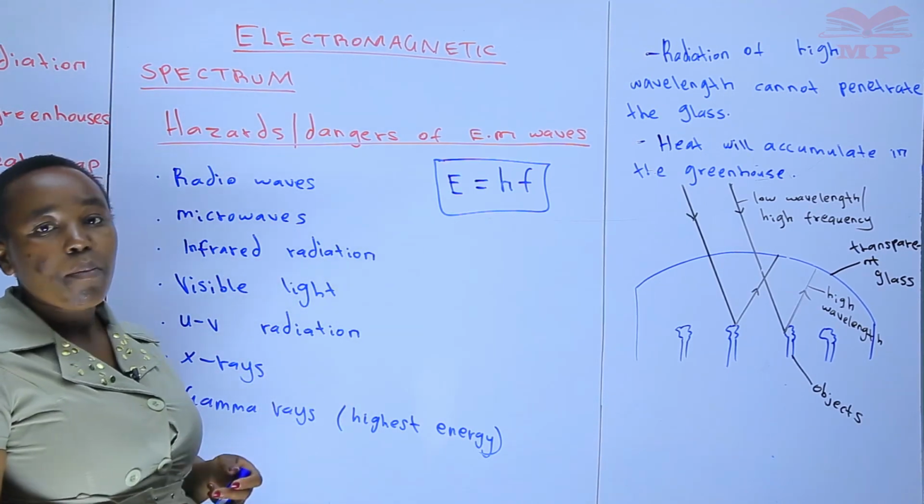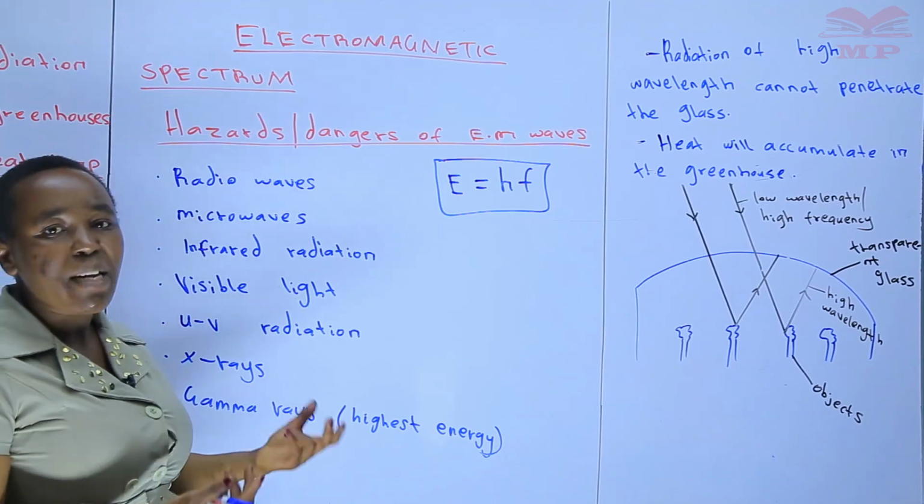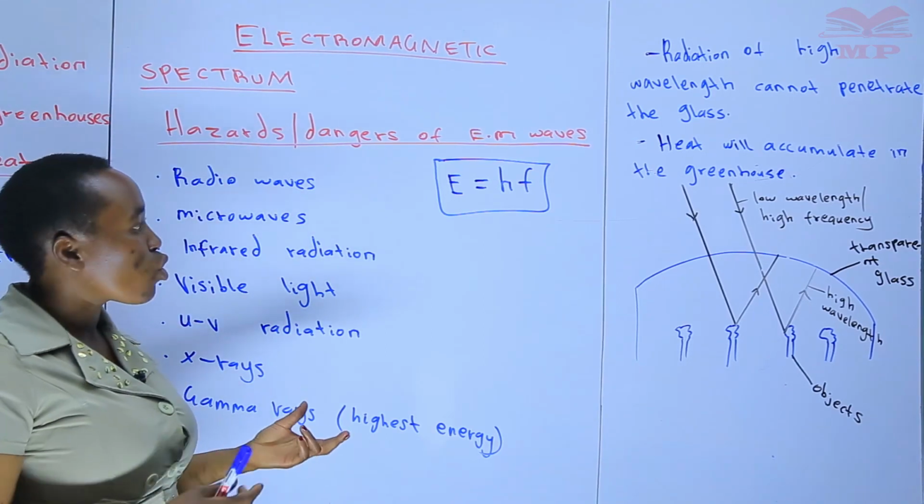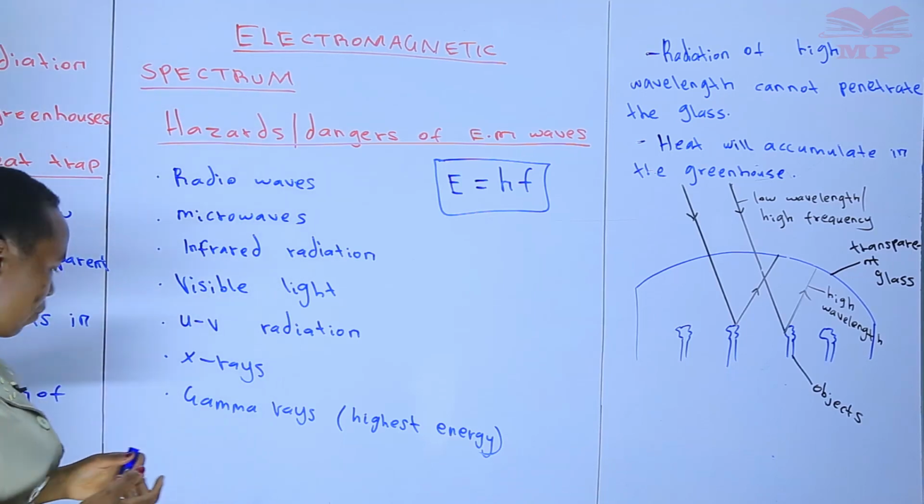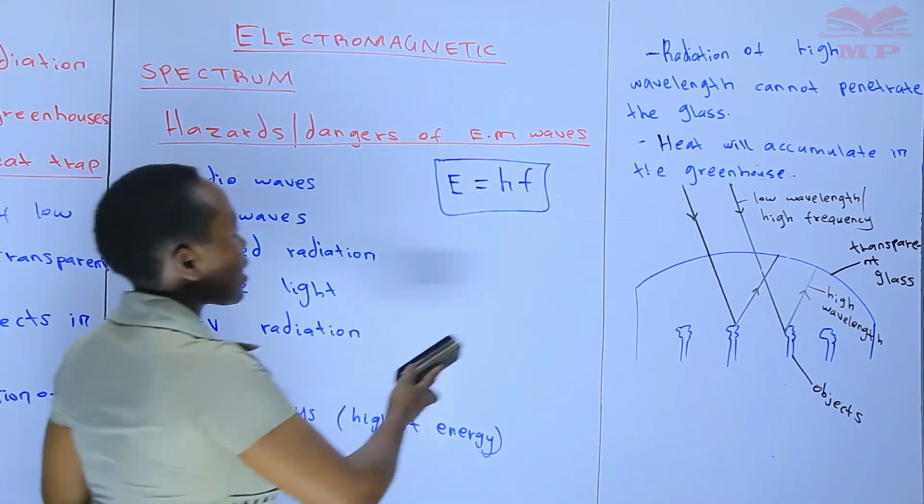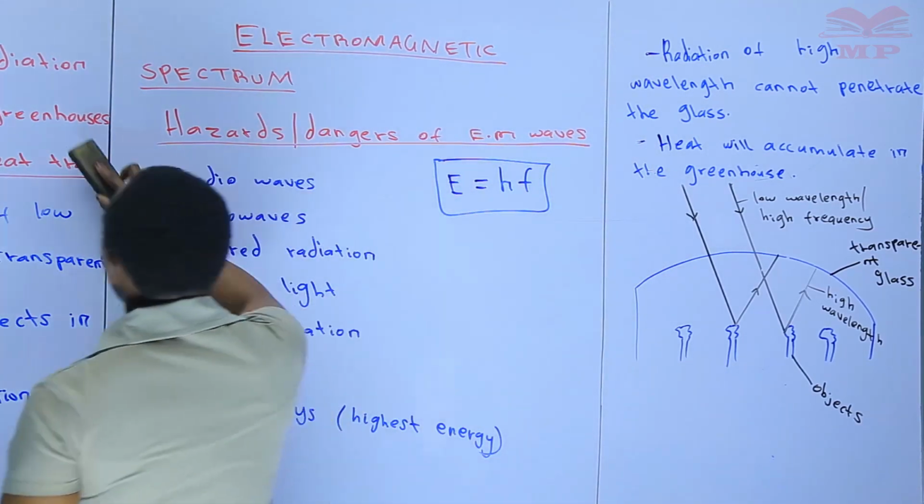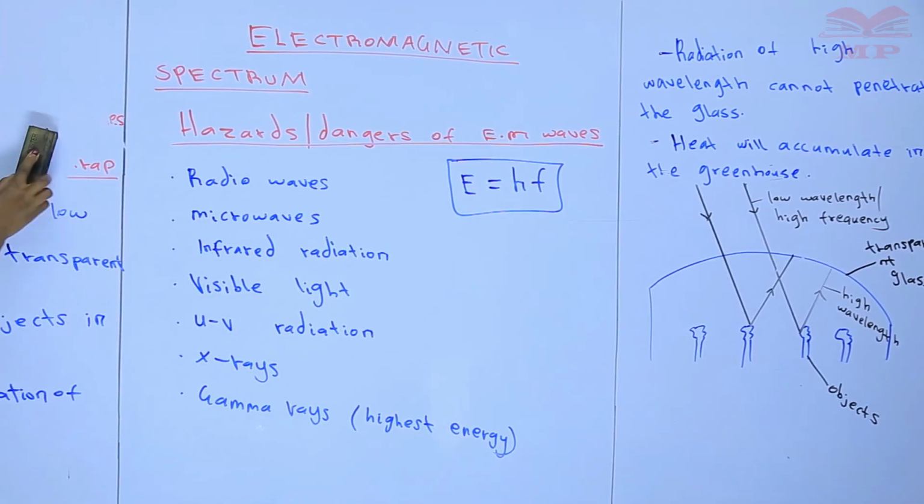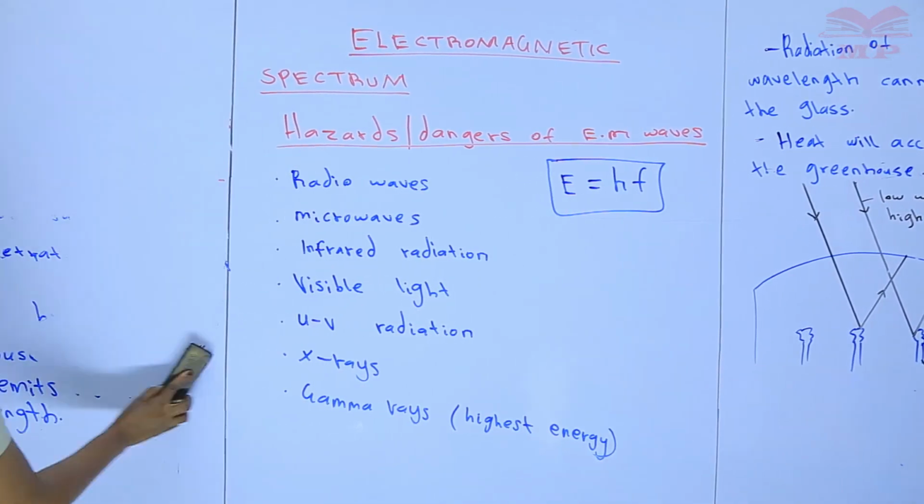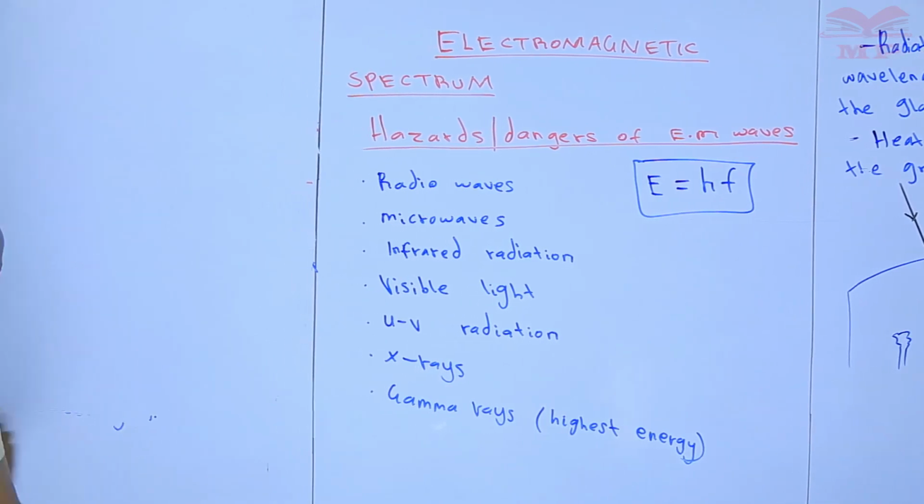Long exposure to them can lead to the destruction of the cells. Also, it can bring out what we refer to as skin burns, and it can also bring issues with the eye. So we can write those hazards under what we are calling the dangers of some of the electromagnetic waves.